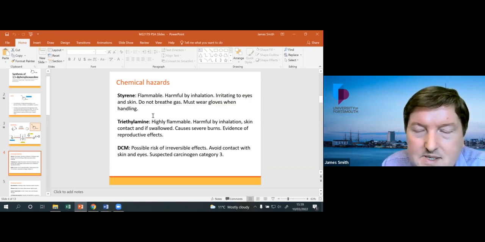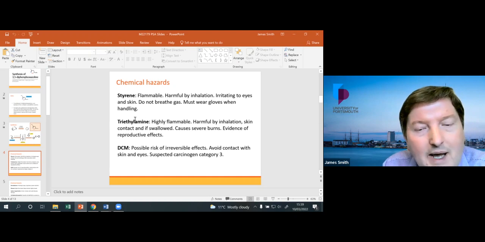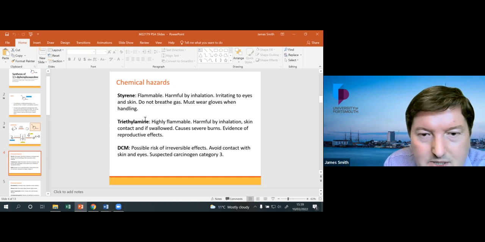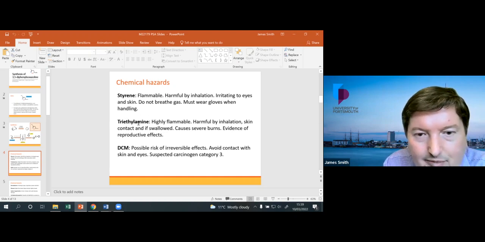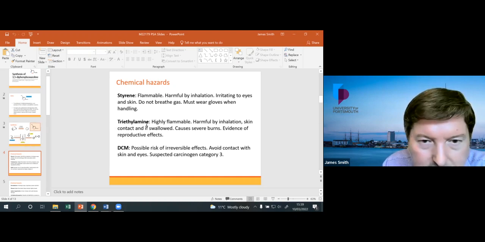Hazards. So you need to know these hazards. Styrene, triethylamine. Can you say these things? It's turning into a language lesson now, but can you see the ethyl kind of goes into the amine? Triethylamine, yeah. People still say triethylamine, but it should be triethylamine. Yeah. So what are these things?